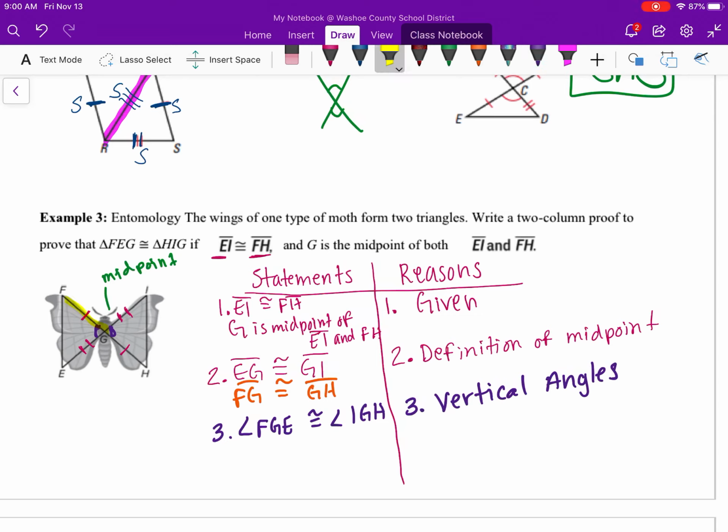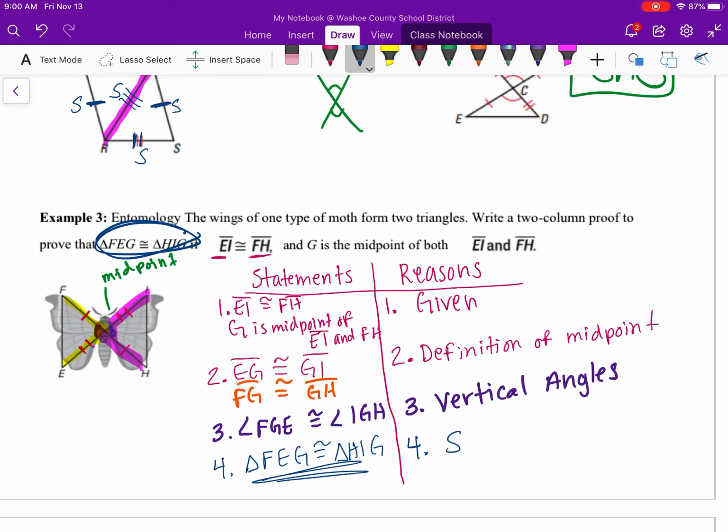So because now I have a side, an angle, and a side, and over here a side, an angle, and a side, my last statement can be that these triangles are congruent. Remember, your last statement should always be what you're trying to prove. And my reason here is because I proved that there's a side, an angle, and a side that are congruent to each other. Okay, so I just proved that theorem.